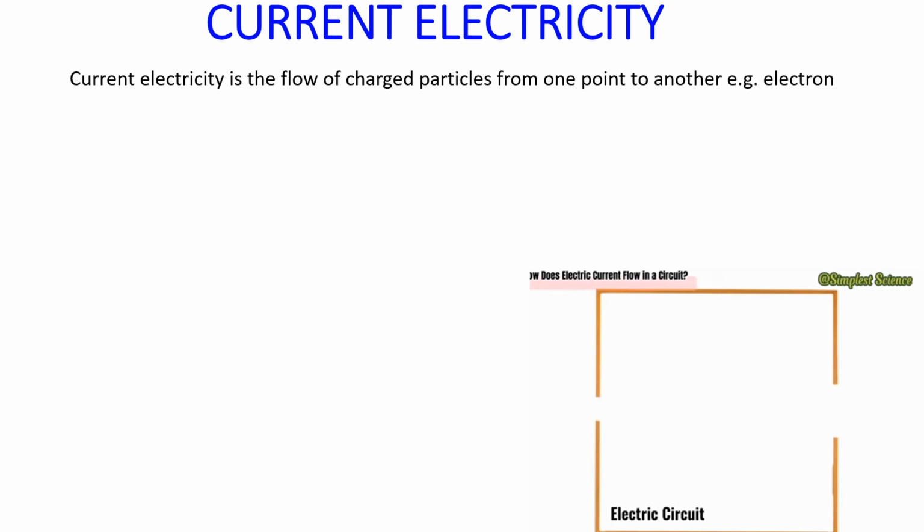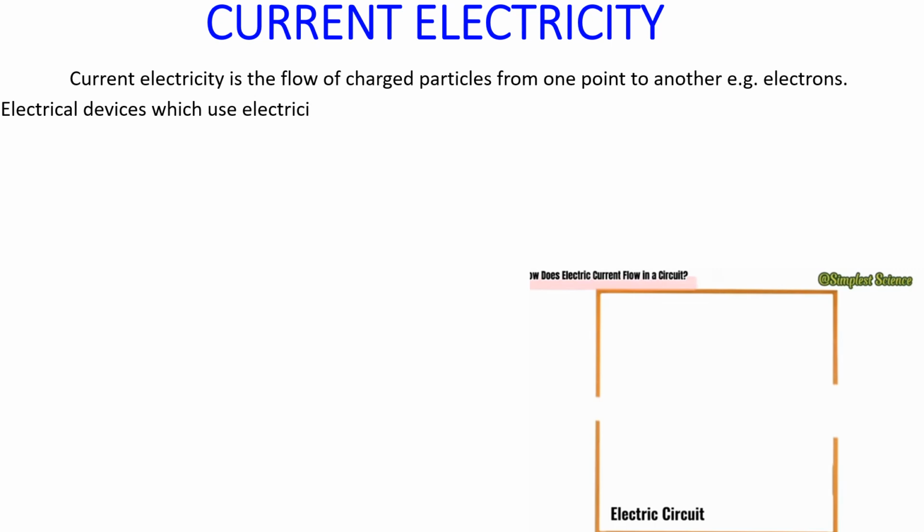Current electricity. Current electricity is the flow of charged particles from one point to another, for example, electrons. So once electrons start to flow from one point to another in a conductor, on the other hand, current is actually generated or is also flowing, though in the opposite direction.